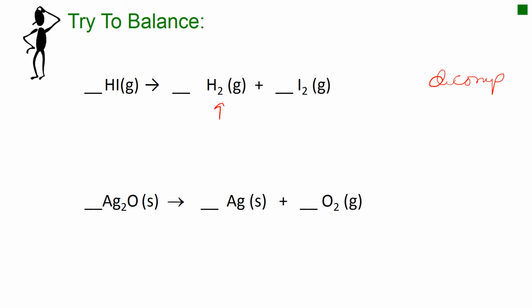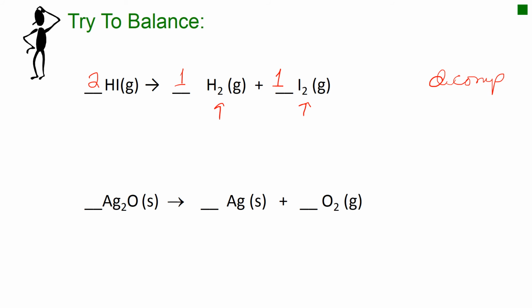I've got 2 hydrogens on the reactant side, on the product side, and 2 iodines on the product side. In order to get 2 of each of these on the reactant side, I simply use a coefficient of 2 in front of HI. 2 moles of hydrogen iodide decompose to produce 1 mole of hydrogen and 1 mole of iodine. Remember those diatomics.